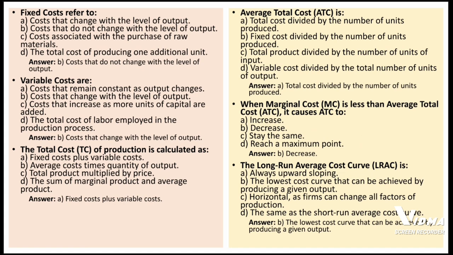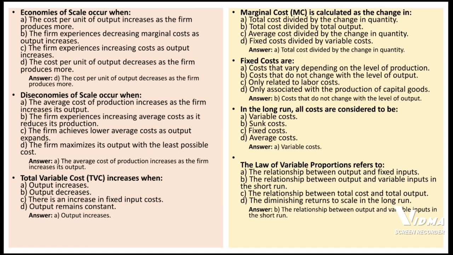The long run average cost curve is, answer is B, lowest cost curve that can be achieved by producing a given output. Economies of scale occurs when, answer is D, the cost per unit of output decreases as the firm produces more. Diseconomies of scales occurs when, answer is A, the average cost of production increases as the firm increases its output. The total variable cost increases when, answer is A, output increases.